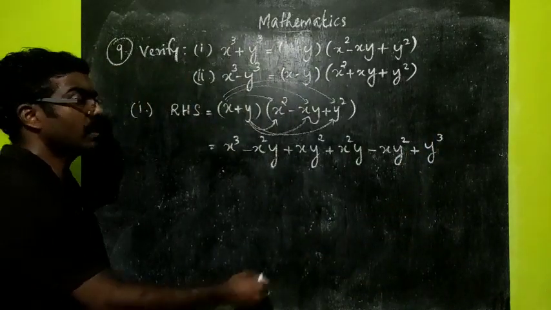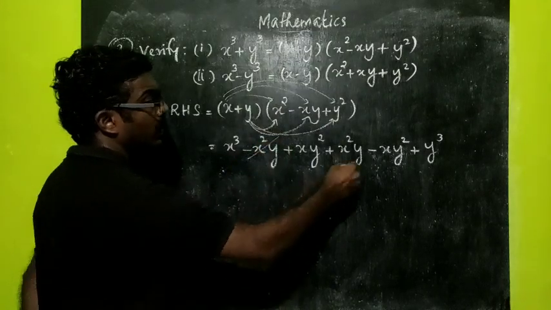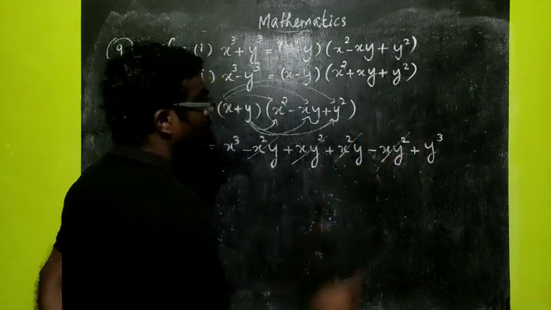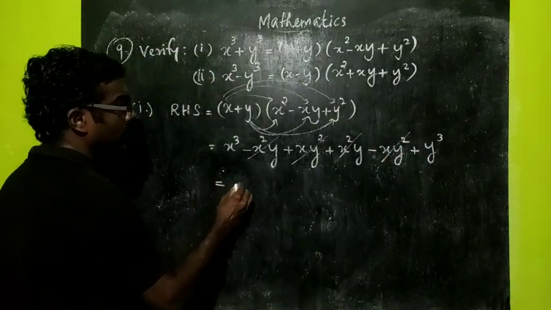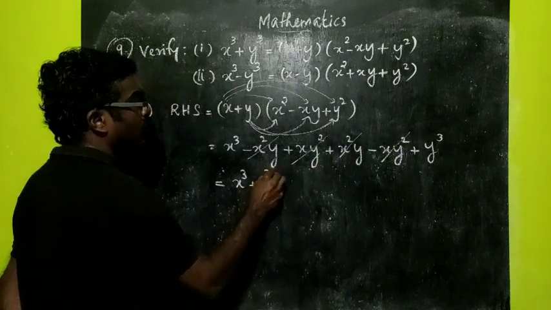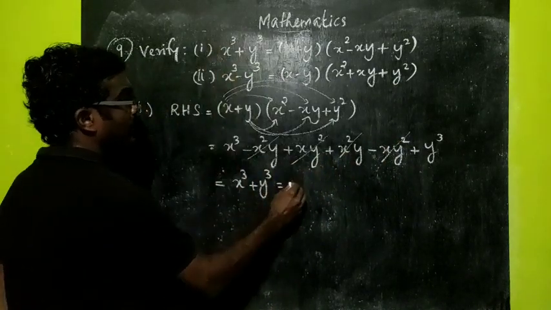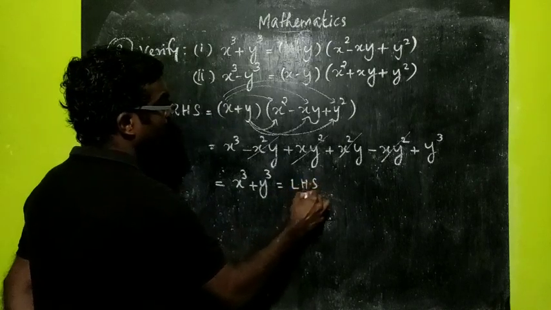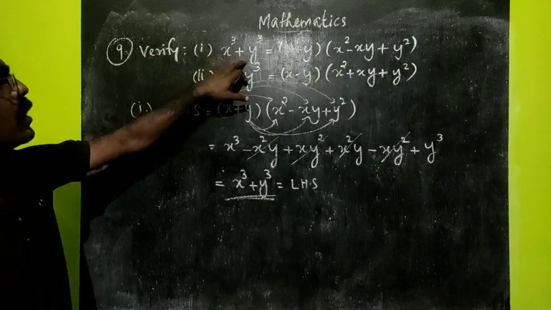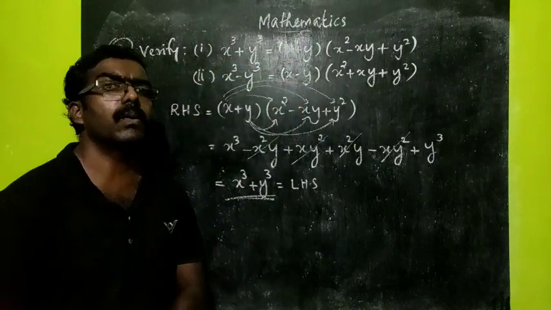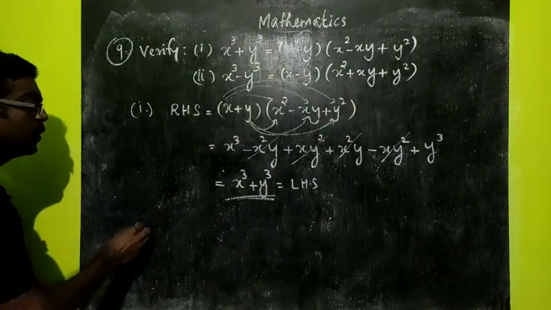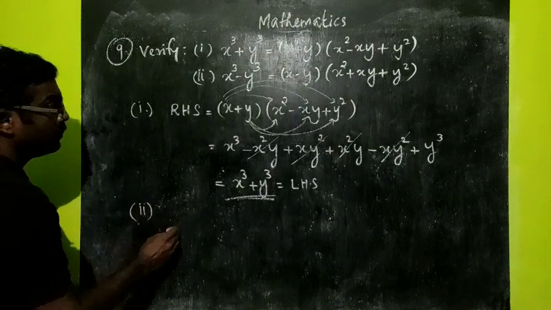Here we can cancel minus x square y plus x square y, xy square minus xy square, and the remaining terms are x cube, then last one y cube. x cube plus y cube is equal to LHS. So x cube plus y cube is equal to x plus y into x square minus xy plus y square. Similarly, we can do the second one.